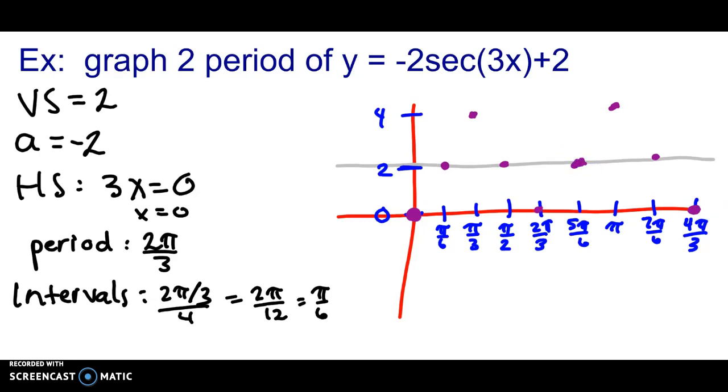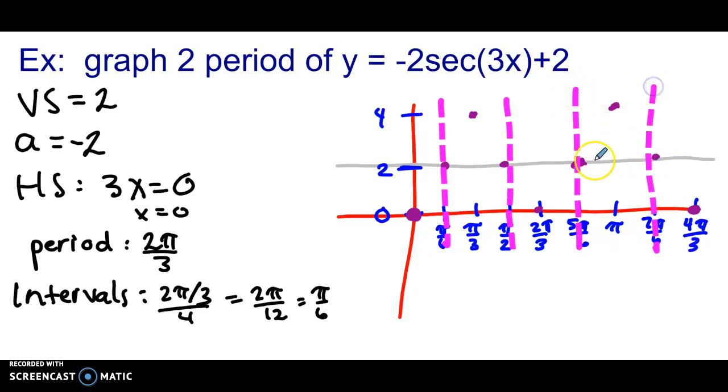Next is I got to figure out, okay, well, where are my asymptotes? Okay, well, my first asymptote here is going to be at pi over 6. And because of my period here, the next one's going to be at pi over 2. Anywhere where it was at on this axis here is where I'm going to have that asymptote. Last but not least is I'm going to fill in this curve or the shape. And voila.